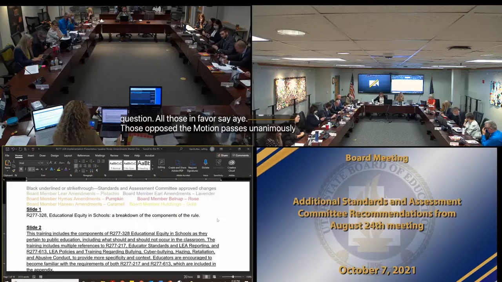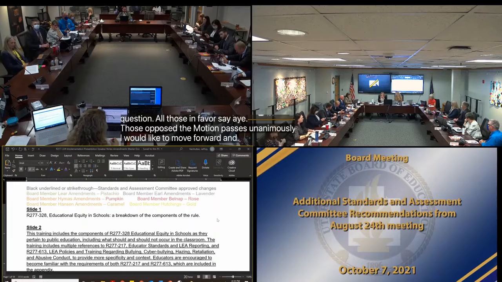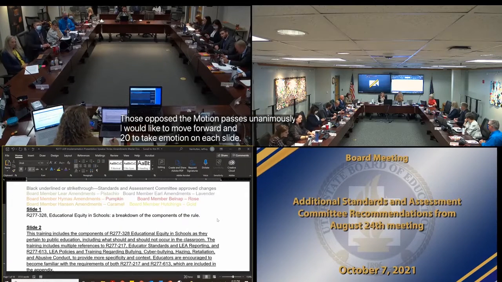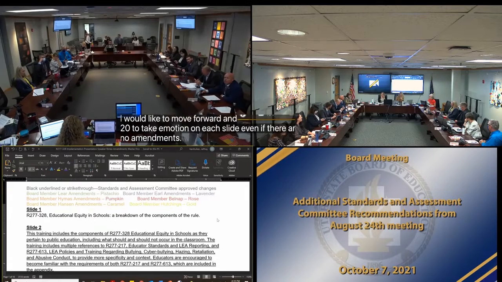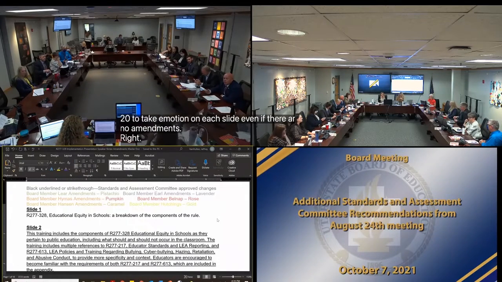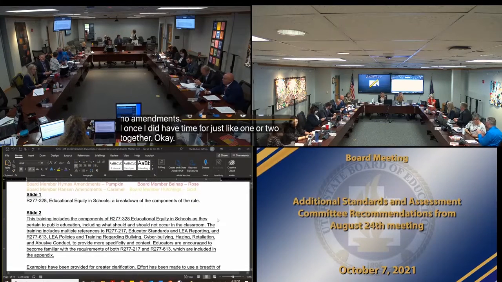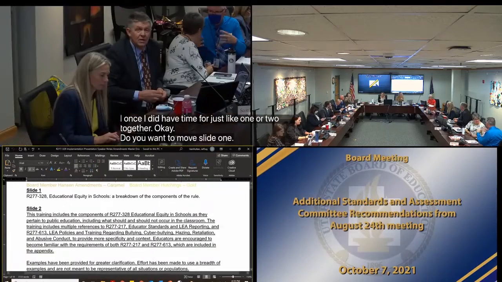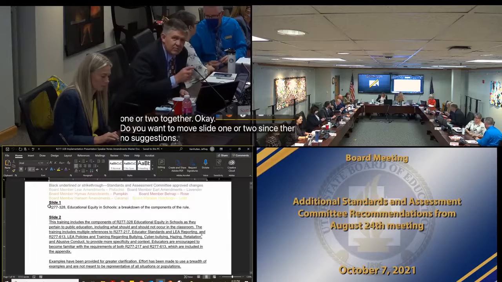I would like to move forward and, so do I need to take a motion on each slide even if there are no amendments? One slide at a time. You could probably do slide 1 and 2 together then. Okay. Do you want to move slide 1 and 2 since there's no suggestions? Go ahead.